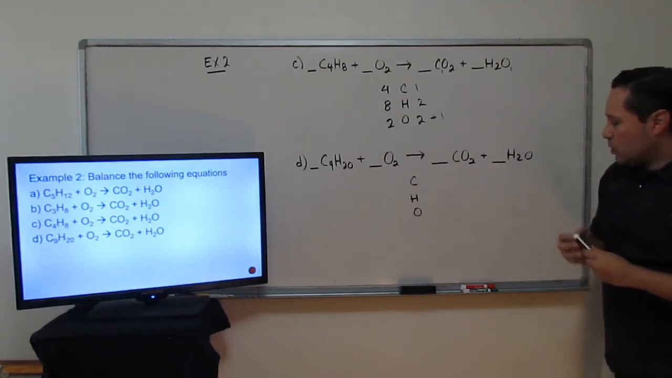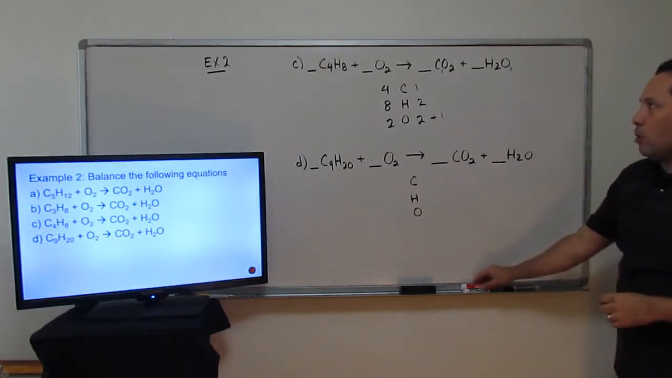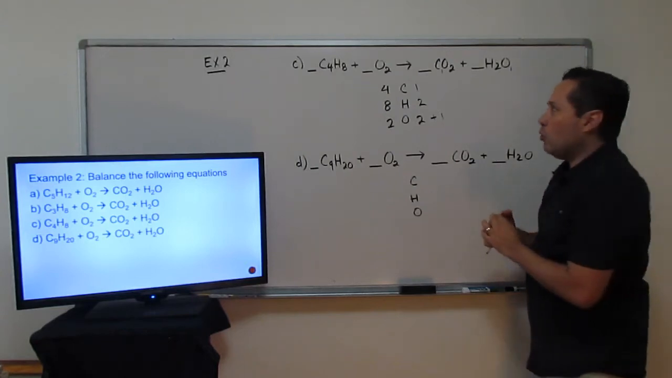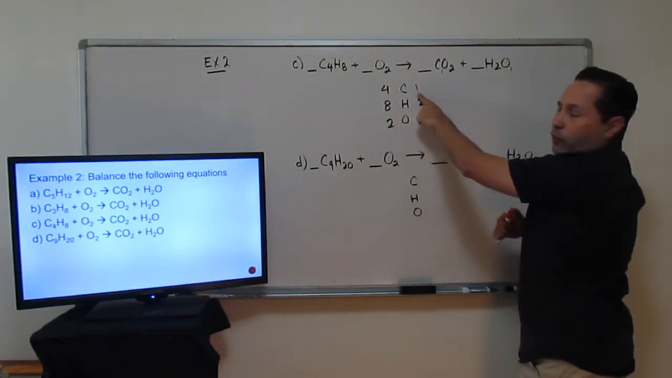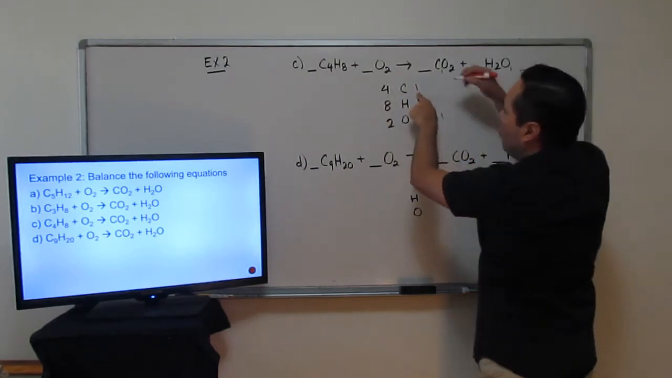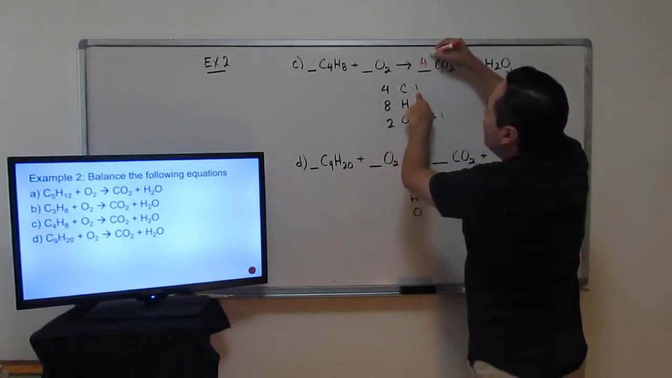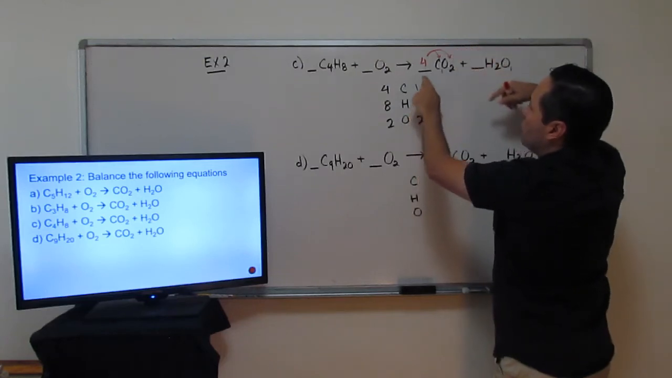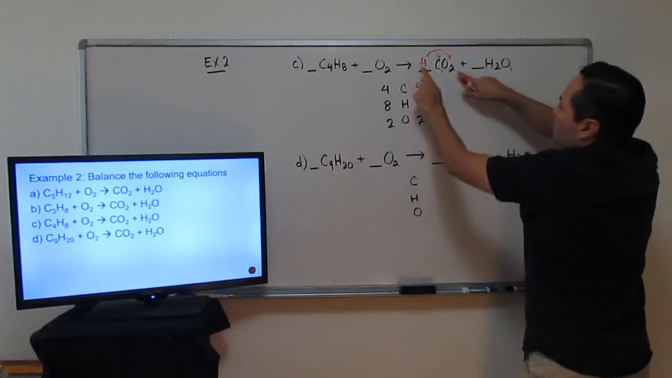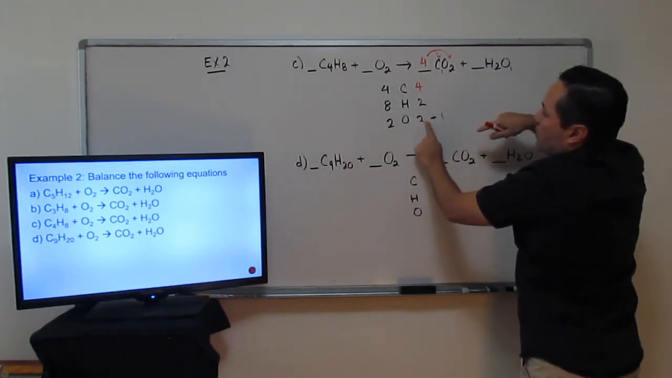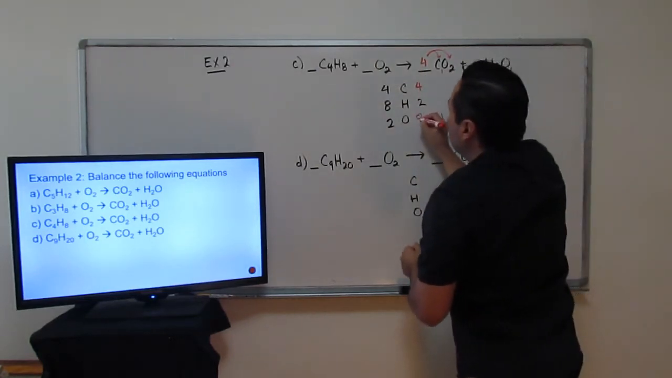Alright, so let's now begin with balancing the carbon. So that's going to be first. To get the 1 to match a 4, I'm going to multiply 1 times 4, that will give me a 4. So I'm going to multiply the carbon by 4. That distributes to the carbon and the oxygen, so 4 times 1 gives me 4. 4 times 2, that's these 2 oxygens, that's going to give me an 8.